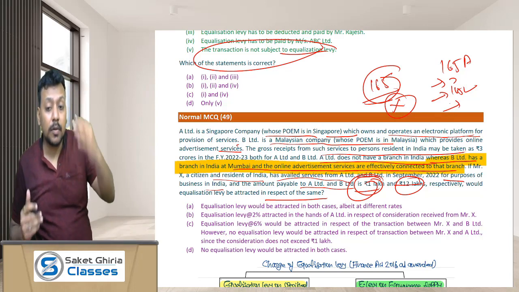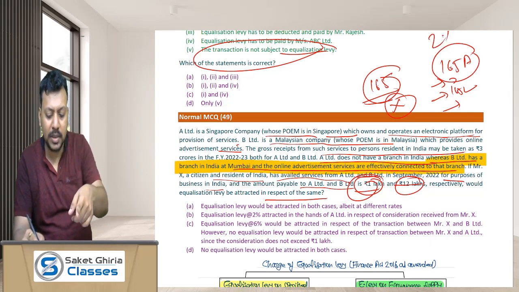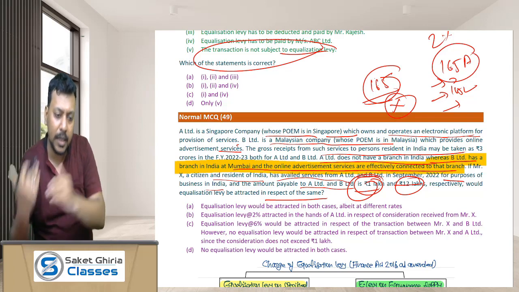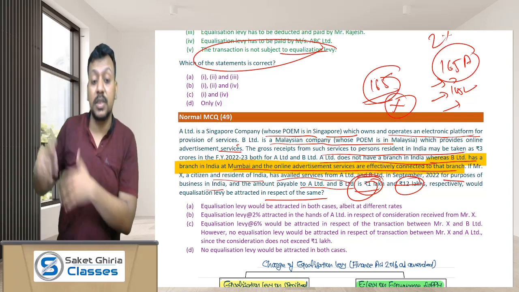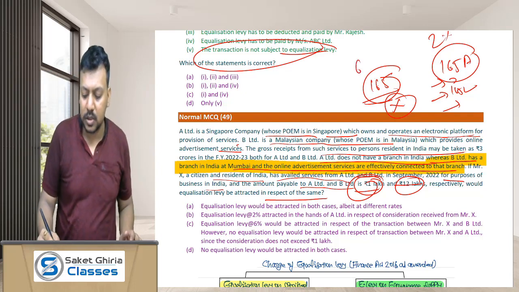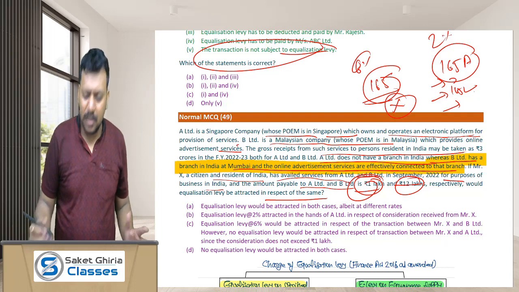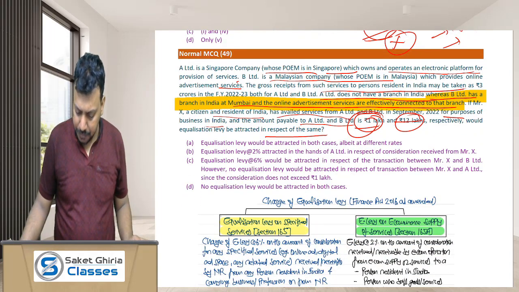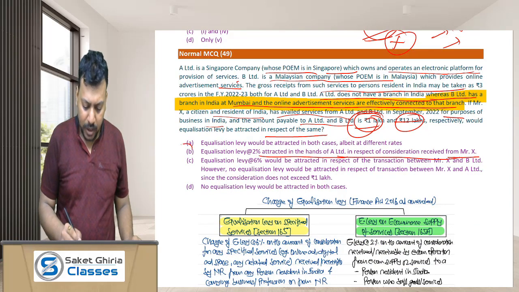It means equalization levy under section 165A is applicable, but the rate would be 2%, and if it had become applicable as per section 165, then the rate would have been 6%. But here in this case, as the equalization levy is applicable as per section 165A, the rate would be 2%. Okay. Equalization levy at 2% is attracted. So the correct option is B.